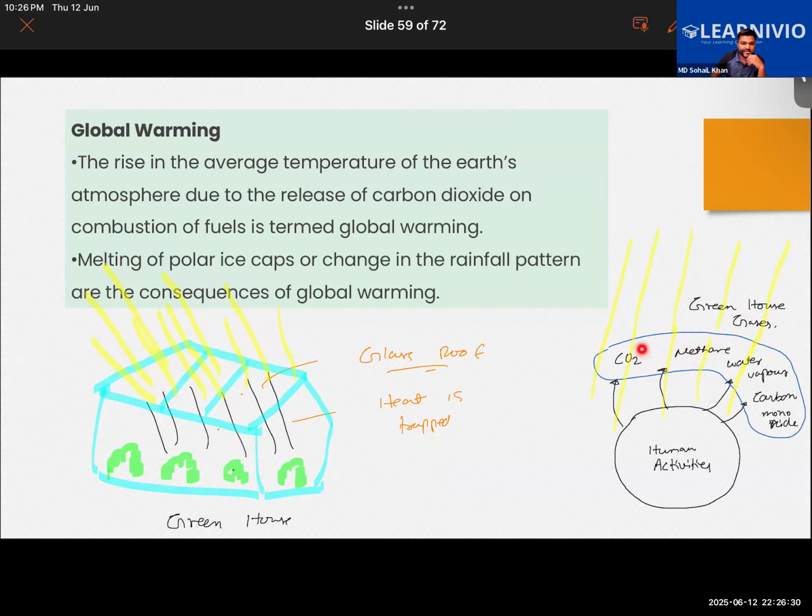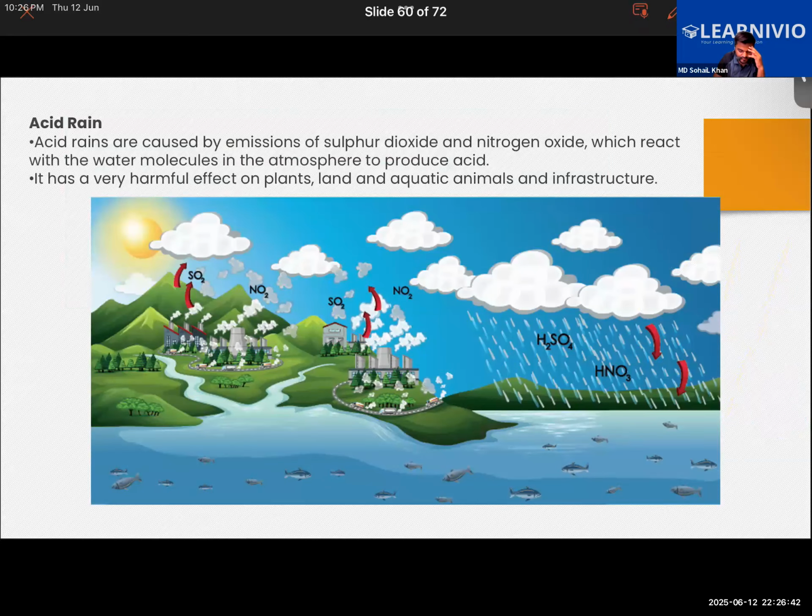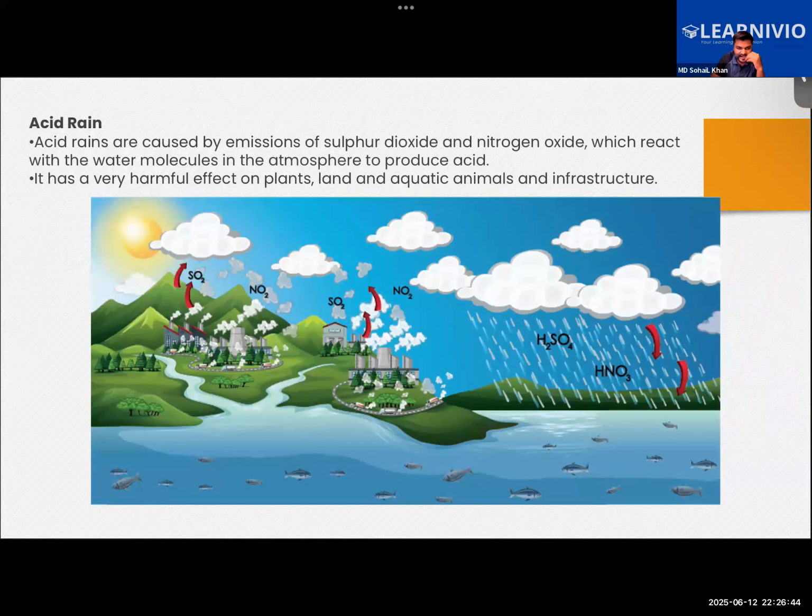So that is why there is a rise in temperature. And because of the global warming, there will be melting of the polar ice caps. The rainfall pattern will change. The coastal areas will get flooded. So that is all about global warming. One more topic is the acid rain.